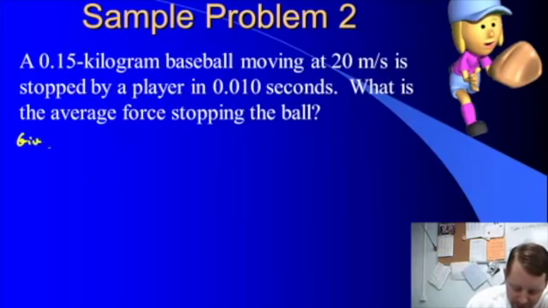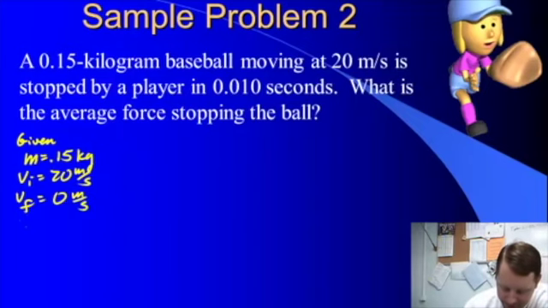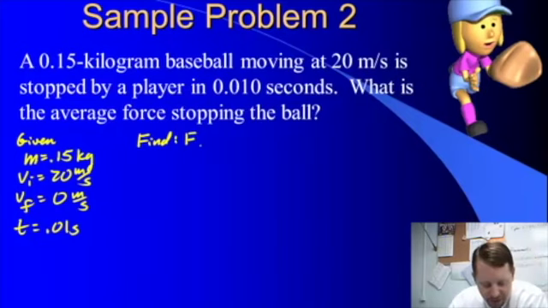We're given the information that mass is equal to 0.15 kilograms. The initial velocity of the ball is 20 meters per second. The final velocity of the ball is 0 meters per second. And the time for all of this is 0.01 seconds. We want to find the force. Well, when I look at that, right away I'm thinking, Newton's second law, I have mass, but I don't have acceleration. So let's see if we can't figure out acceleration first.